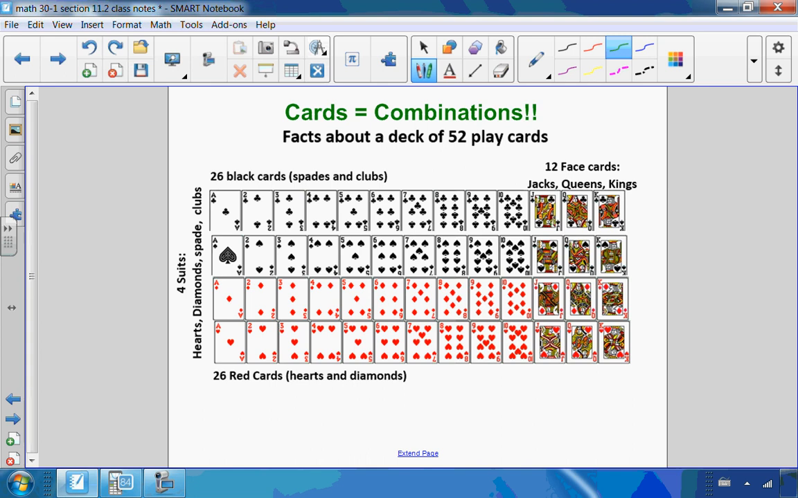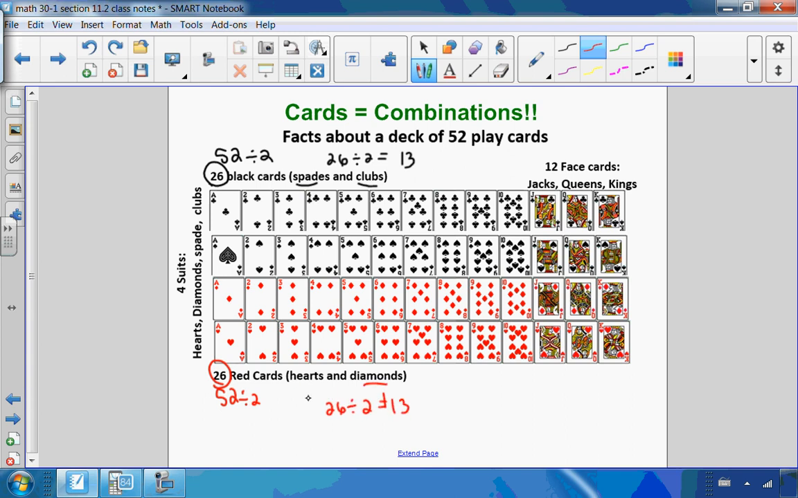There are 52 cards in a deck. Half of the cards are black, half of the cards are red. So 52 divided by 2 gives me 26 cards that are black. 52 divided by 2 gives me 26 cards that are red. Now that breaks down even further. Of the 26 cards that are black, 26 divided by 2 equals 13. There are 13 spades and there are 13 clubs. Of the 26 cards that are red, 26 divided by 2 is 13.